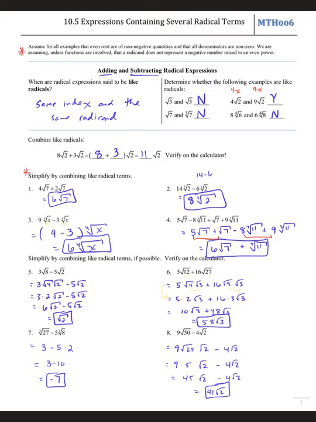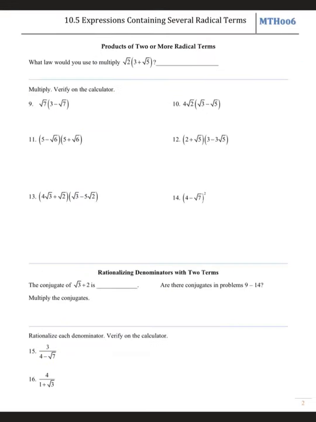Okay, going on to the next page. The next thing, products of 2 or more radical terms. What law would you use to simplify this? If you're unsure, think of it looking like this. If you had x times 5 plus x, what would you do? Right, we would distribute. So this we'd use the distributive law.